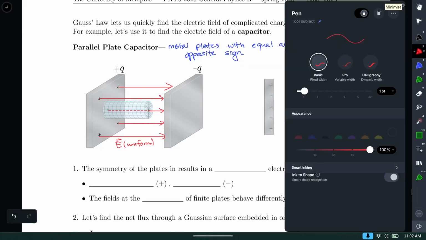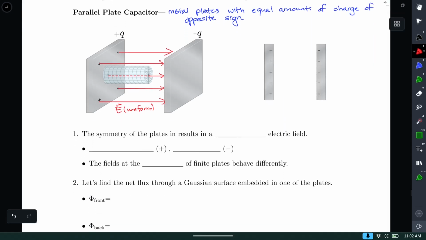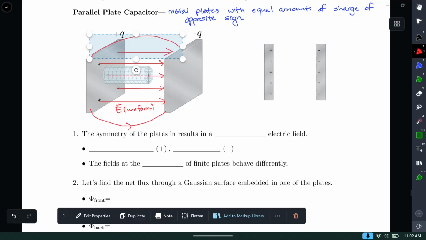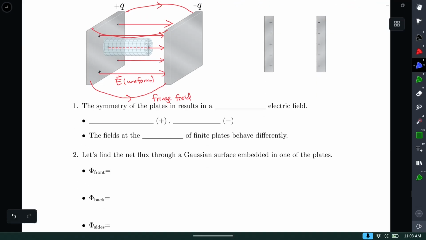So as we move towards the edges of the plates, the field is weaker, meaning the lines spread out. And they actually do curve. I can't really show you that in this video. It's hard to see, but the lines do curve if you get towards the outer edges of the plates. And we call that the fringe field because it stops behaving in this nice uniform way. So what we've got so far is the symmetry of the plates results in a uniform electric field, but the fields at the edge behave differently.